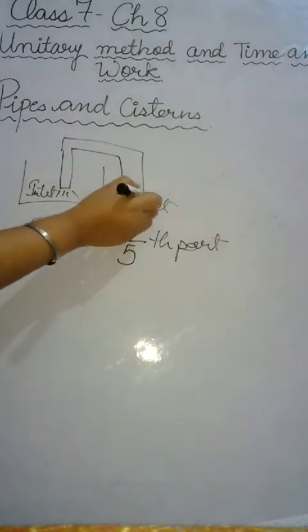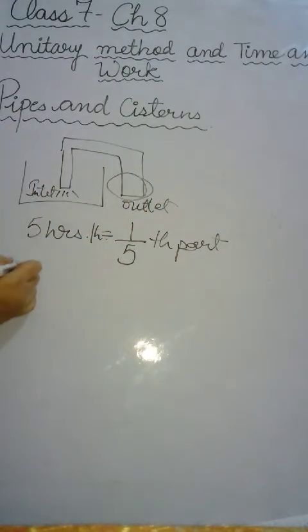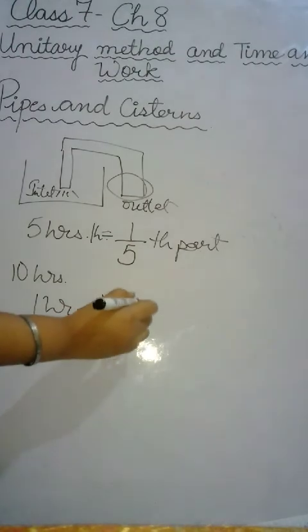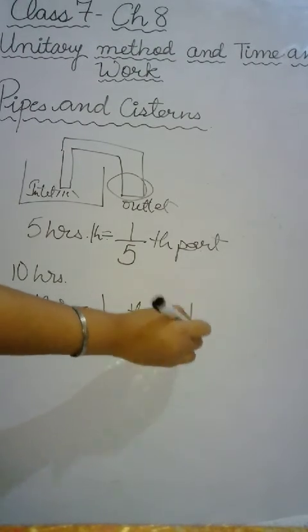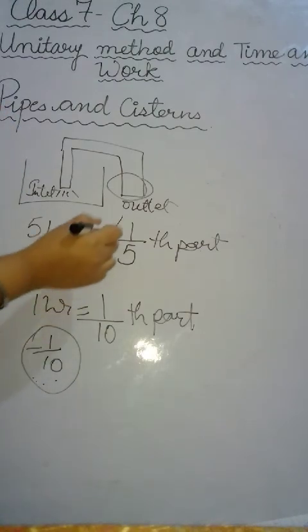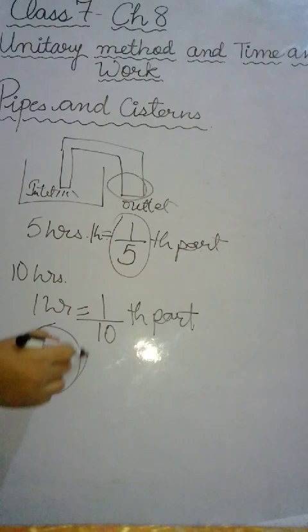Similarly, if an outlet empties a tank in 10 hours, then in 1 hour it will empty 1 by 10th part of the tank. We can say that the work done by the outlet in 1 hour is minus 1 by 10. Why minus? Because it is taking the water out of the tank. This is filling the tank and this is taking the water out of the tank.